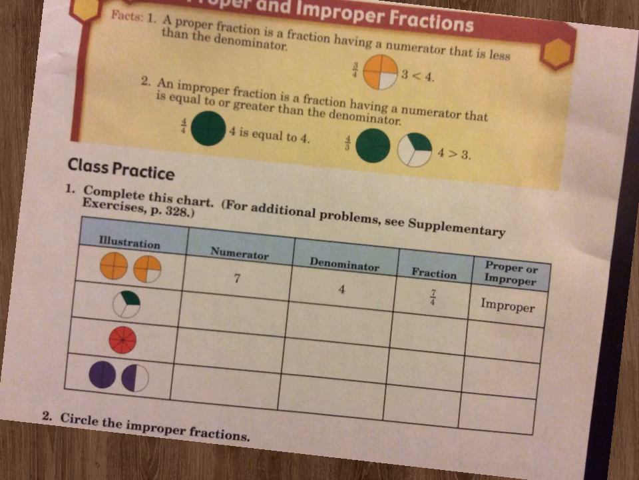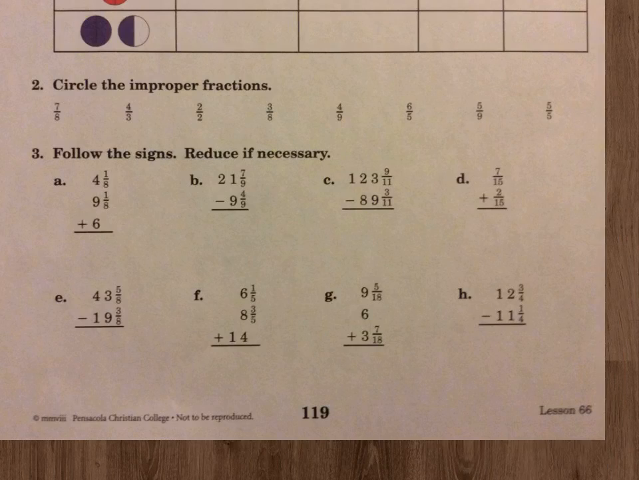So as we look at the yellow box at the top of page 119, it tells us two facts here, one being about what a proper fraction is, and the other being about what an improper fraction is. We're going to, after today, know the difference between the two. Fact 1 says, a proper fraction is a fraction having a numerator that is less than the denominator. And they show us an example here of 3 over 4.